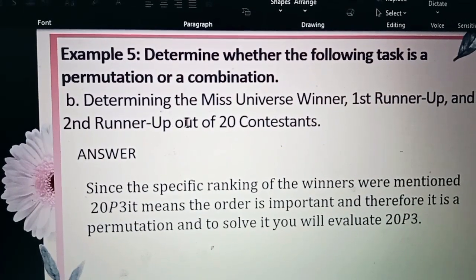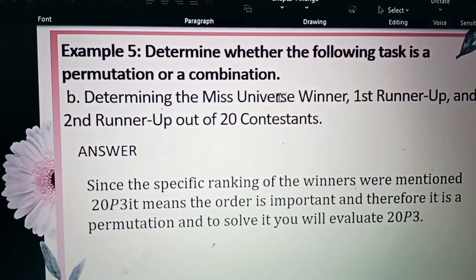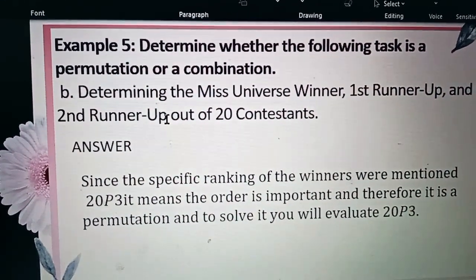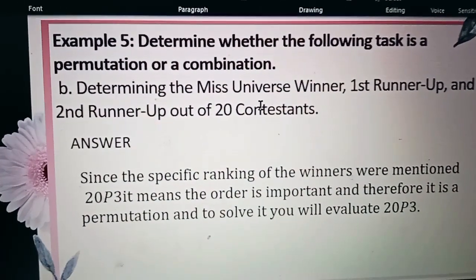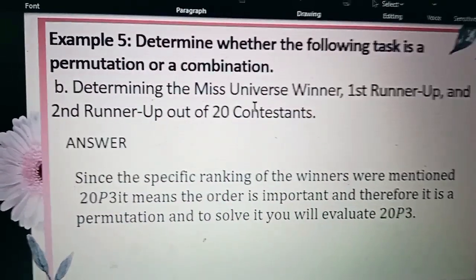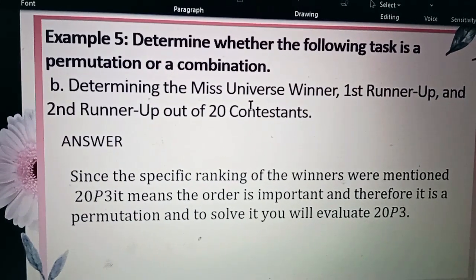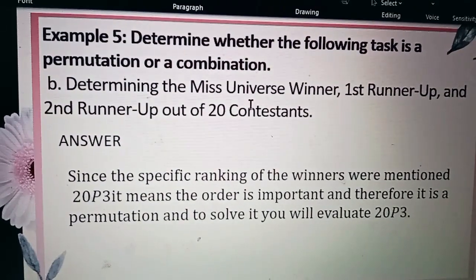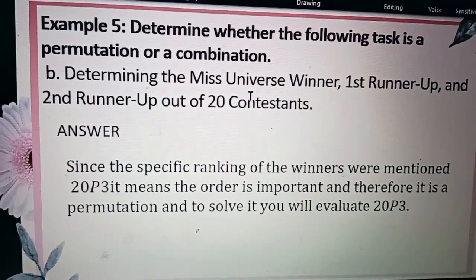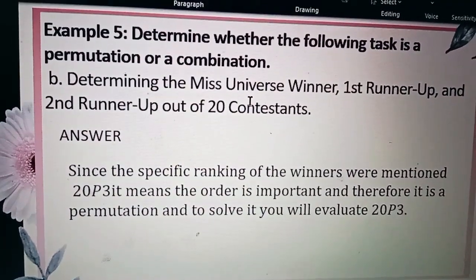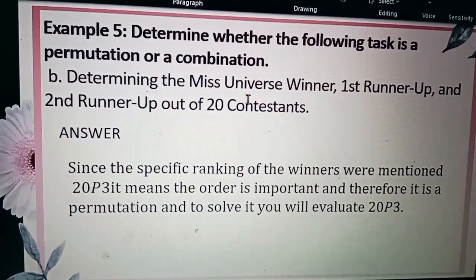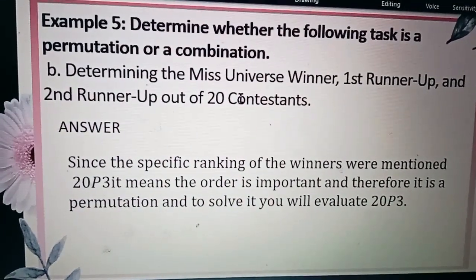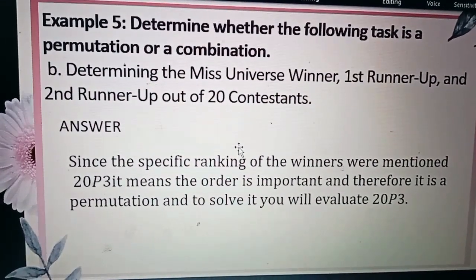Next, determine the Miss Universe winner, first runner-up and second runner-up out of 20 contestants. So here, order is very important because in determining the Miss Universe, we have this sequence, this ranking. Since a specific ranking of the winners was mentioned, 20P3, it means the order is important, and therefore this is permutation. To solve it, you will evaluate 20P3.